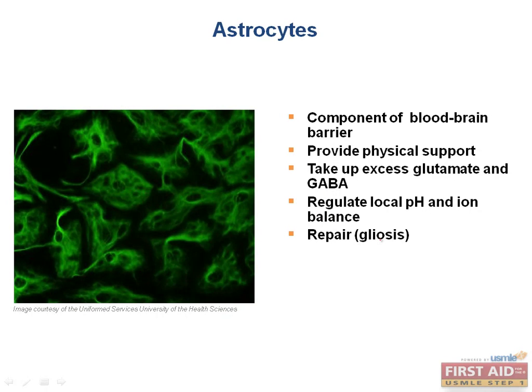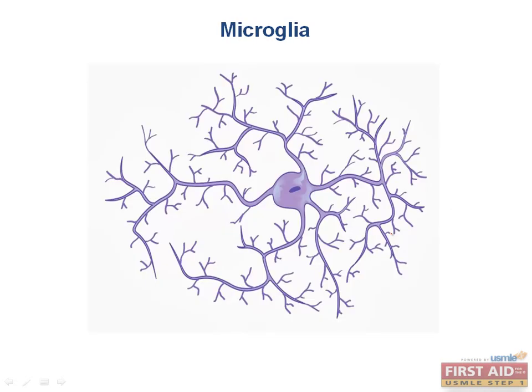Astrocytes can be identified by a stain for GFAP, which stands for glial fibrillary acidic protein. In fact, this photo is of astrocytes that have been stained with a fluorescent marker for GFAP. Microglia are the macrophages of the CNS. Now, what are the function of macrophages? Well, they're important cells within the immune system that help to engulf pathogens and cellular debris.